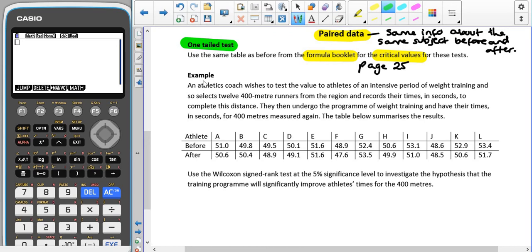So our first example, we have an athletics coach who wishes to test the value to athletes of an intensive period of weight training, and so selects 12 400-metre runners from the region, and records their time in seconds to complete this distance. They then undergo the programme of weight training and have their times in seconds for 400 metres measured again. The table below summarises the results.